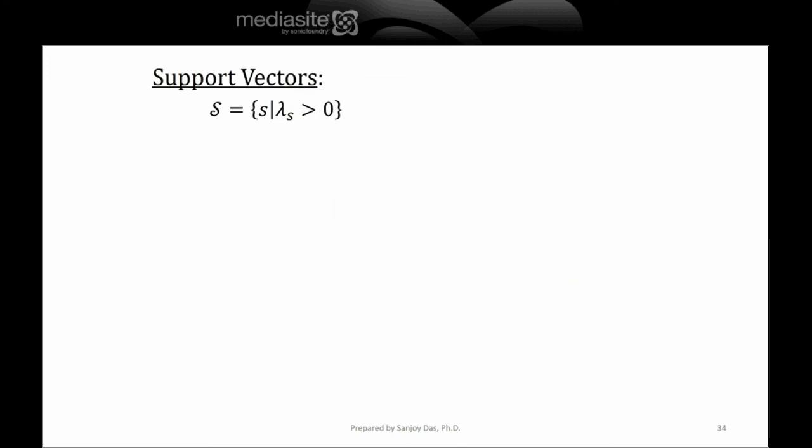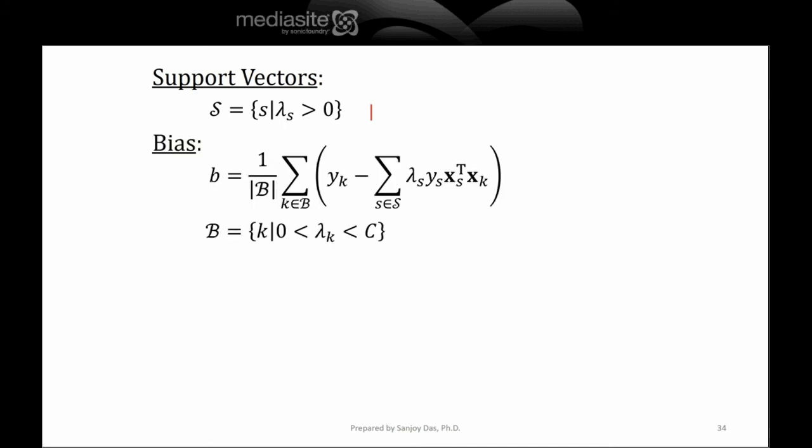So the support vectors are easy as before. All the points for which lambdas are greater than 0 comprise the set of support vectors S. The bias is computed from the points for which lambda is strictly between 0 and c. So only those points constitute the set of points for which the bias is to be computed, and this expression here will give the bias.